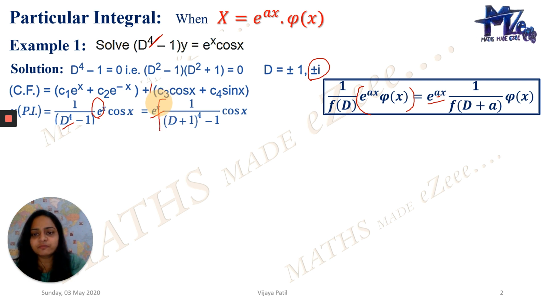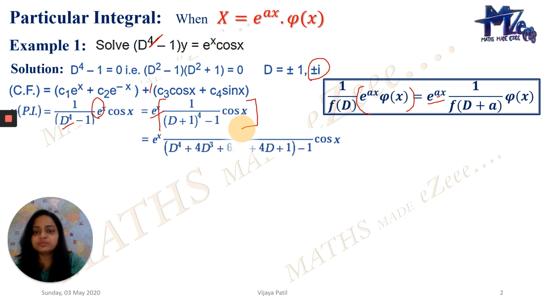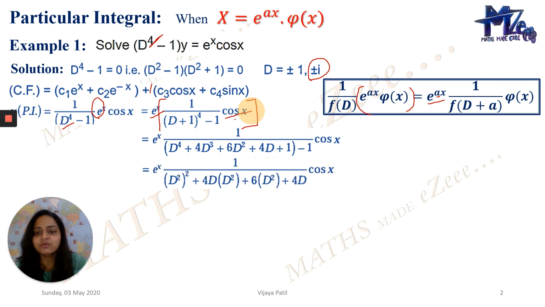So now we have to solve this example. This e to the power x comes out of this operator. So it's 1 upon (D plus 1) to the power 4 minus 1. This e to the power x is left, plus 1 goes with this D, and therefore it is D plus 1. So D is getting replaced as D plus 1 to the power 4, with cos x. Now this operator we have to operate on this cos x. That means we should be aware of the formula for this cos x.